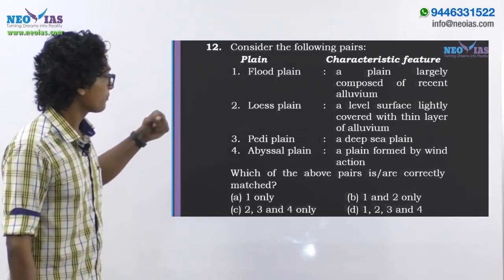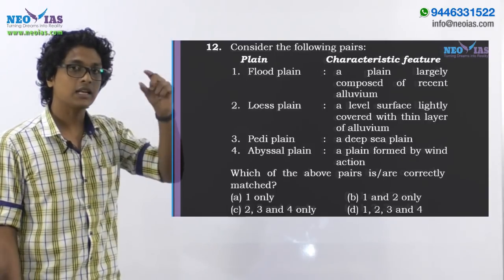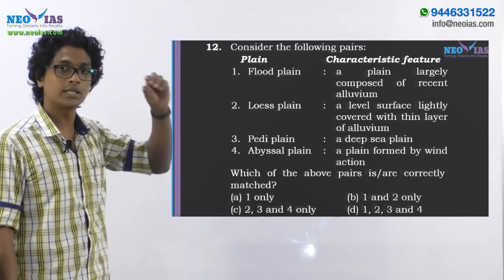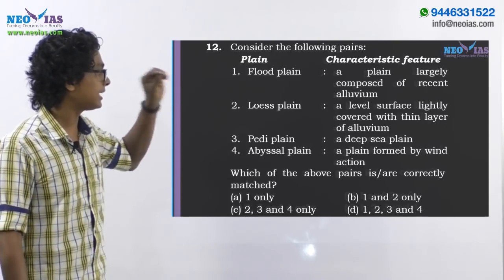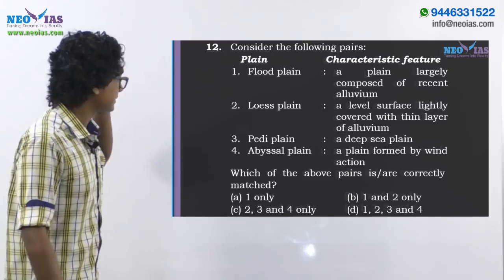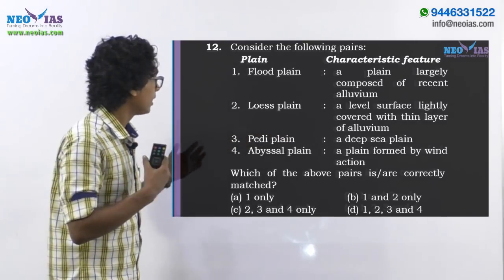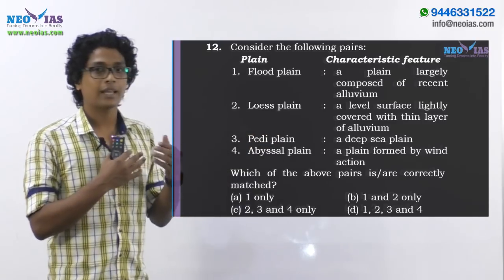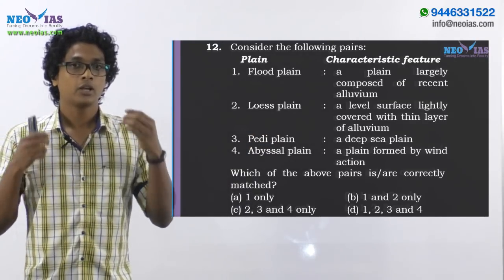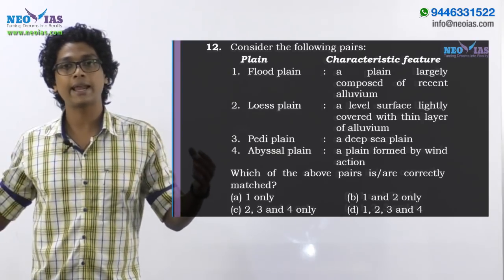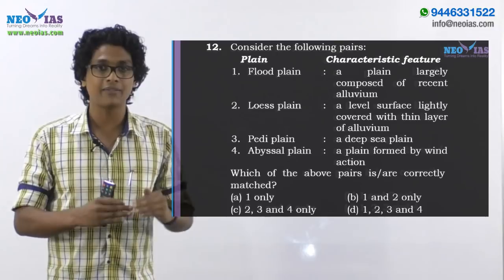Now the second one, lossless plain. Losses, as I said, are thin layers of alluvium, or sediments. So a level surface lightly covered with a thin layer of alluvium, and that's exactly what we call losses. And there's a tendency that you can get confused with the lossless plane, in the sense you might think lossless planes are created only by wind action, right? Mainly they are created by the wind action.